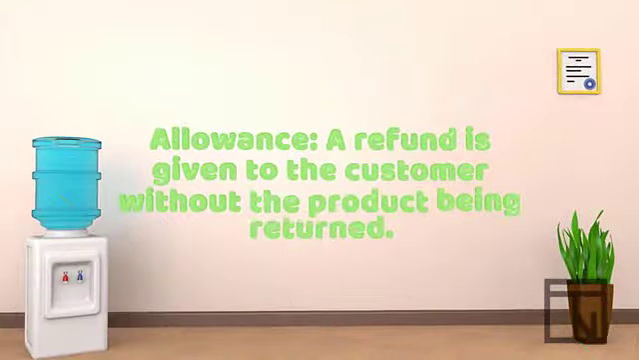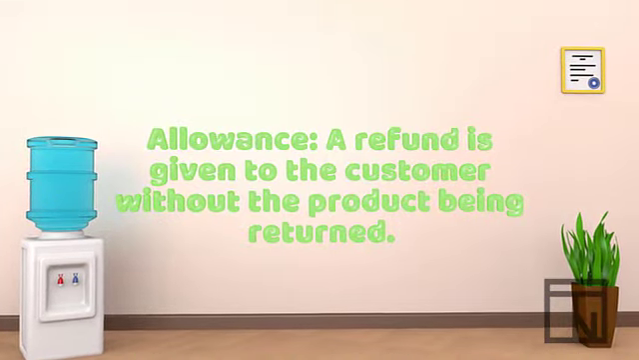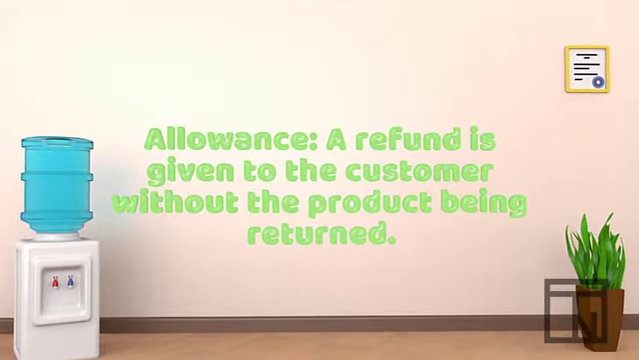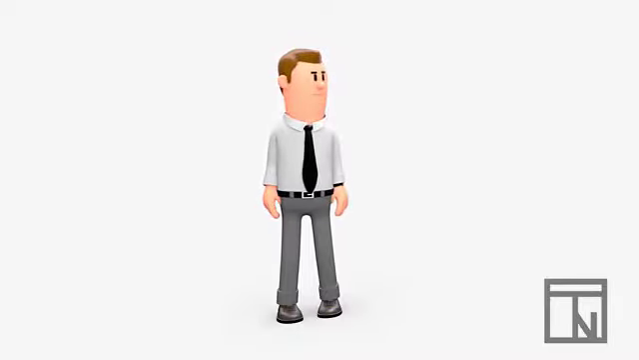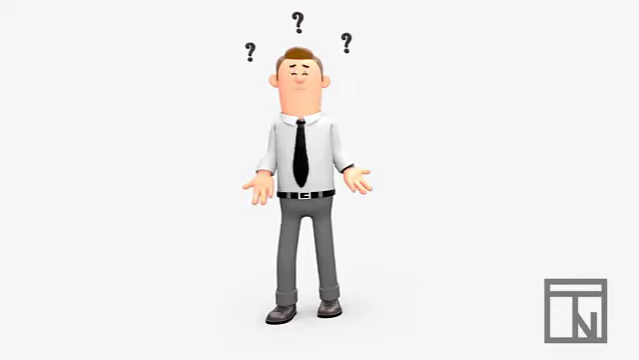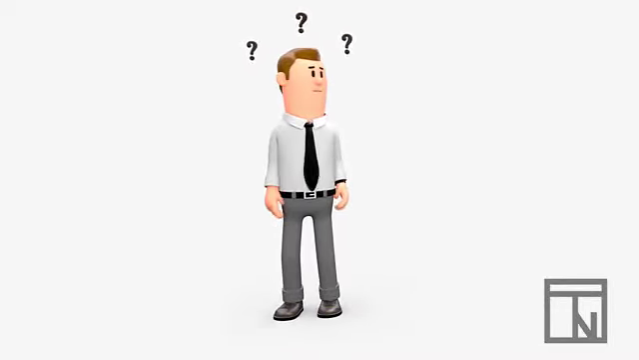This might happen because the product is dysfunctional or broken in some way, or maybe they're just dissatisfied with it. An allowance is similar to a return in that the customer requests a refund, but with an allowance, the customer isn't expected to return the product. They just get their money back. It may seem strange to give a customer their money back and let them keep the product, but it happens all the time in some industries, like the food industry, for example.